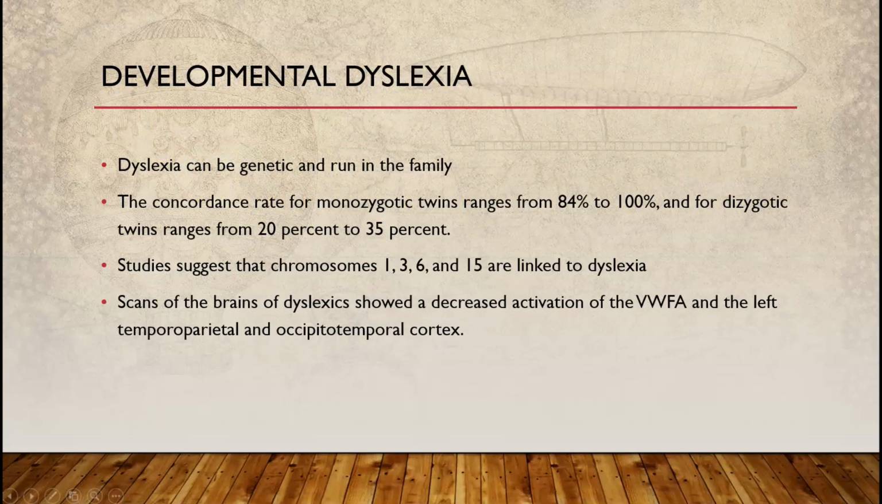Developmental dyslexia. As I mentioned before, this is genetic and can run in the family. The concordance rate basically means the rate at which people with the same genes will get the disease. So for identical twins, it's between 84 to 100%, and for non-identical twins, it will be 20 to 35%. And studies suggest that chromosomes 1, 3, 6, and 15 are linked to dyslexia. And the scans of brains of dyslexics have shown a decreased activation of the visual word form area and the left temporal parietal and occipital temporal cortex.